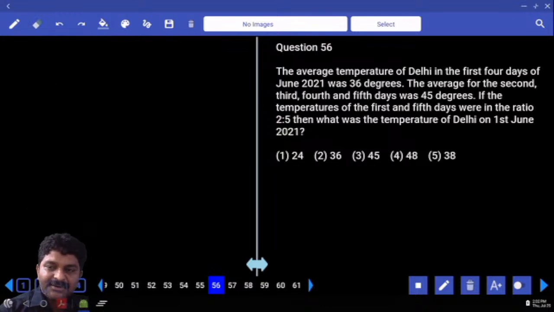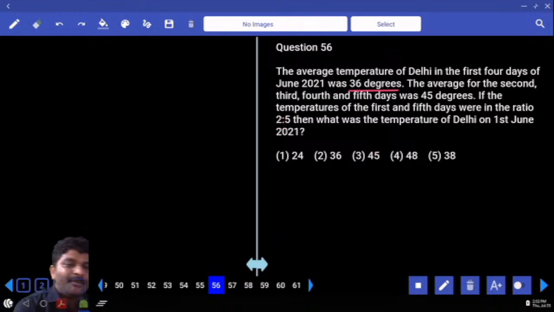Come on, 56 onwards. If the average temperature of Delhi in first 4 days of June 2021 was 36 degrees, the average for the second, third, fourth, fifth days was 45. If the temperature of the first and fifth were in the ratio 2:5, then what was the temperature of Delhi on 1st June? Okay, right. 2 parts, even number. We have to calculate. Yes.